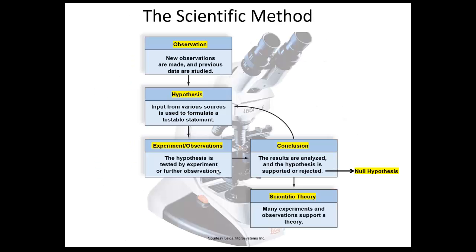So the scientific method is something that everybody should be familiar with and have heard before in your other science courses, probably in high school. It starts with observations, and from those observations we make a prediction, which again is a statement. It's not a question, but it's a prediction of what we think is happening based on our observations. And then we run an experiment to test that hypothesis to see if our prediction is correct.